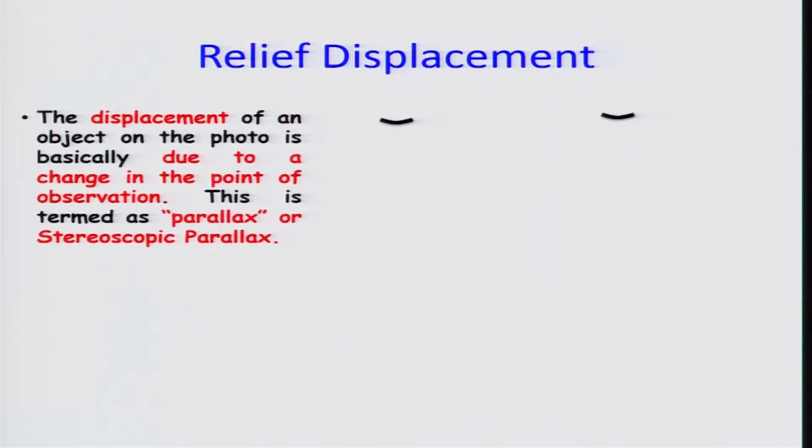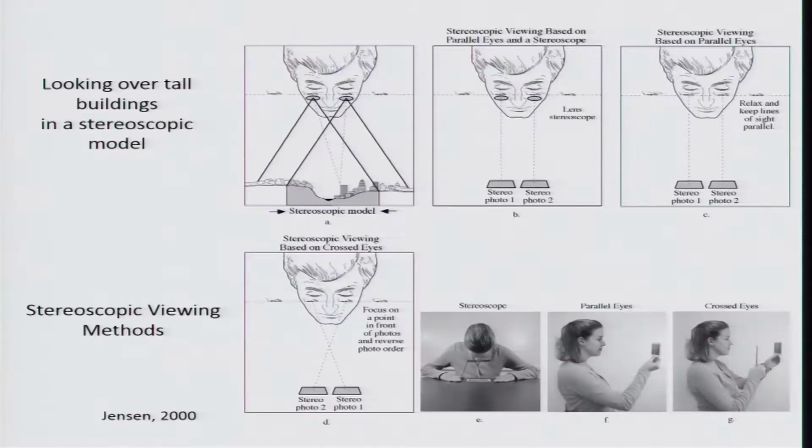Now, let us look at this example here, the relief displacement. The displacement of an object on the photo is basically due to a change in the point of observation, because you are not observing the photograph from the same point, as has been shown here. For example, this point is different from where you are viewing. Suppose this is your right eye and this is your left eye, then this point is different at the point where you are viewing the building, so the observation point changes. Okay.